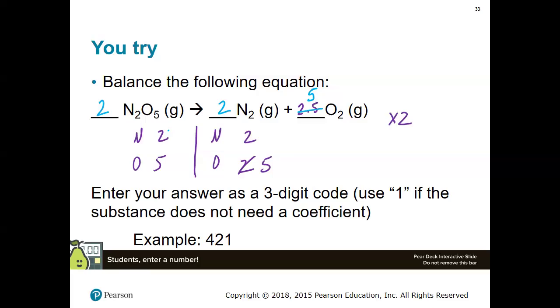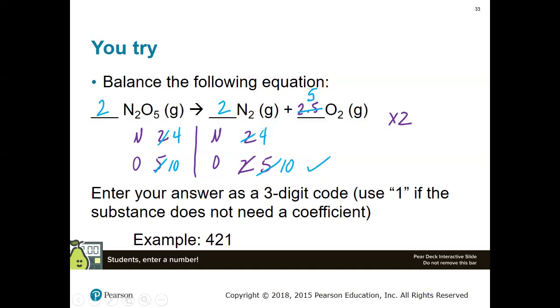If I do the math on that, 2 times 2 is 4, 2 times 5 is 10. So I now have 4 nitrogen and 10 oxygen. On the product side, hopefully it's the same story. 2 times 2 is 4, so I have 4 nitrogens. That matches up. 5 times 2 is 10. I have 10 oxygens. That matches up as well. Everything matches. The equation is balanced. 225 would be the 3-digit code that you need to enter.